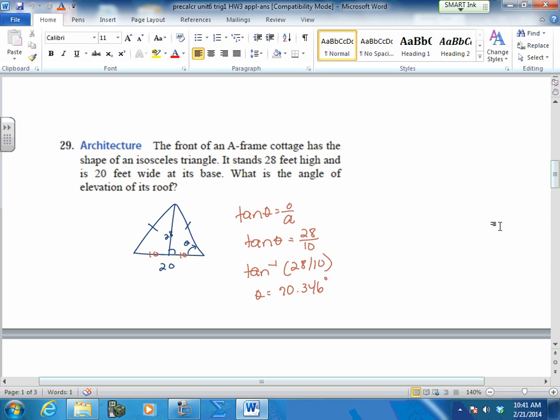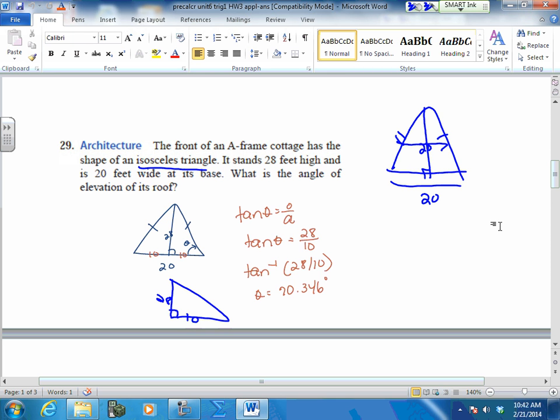Okay. The front of an A-frame cottage, so I know it looks like an A, is actually in the shape of an isosceles triangle. And an isosceles triangle has two congruent sides. It stands 28 feet high, there's the altitude, and 20 feet wide at the base. And again, because it's isosceles, that perpendicular height, that bisector, cuts the base into two congruent parts. So again, you're looking at a right triangle, and we can look at just one of these.